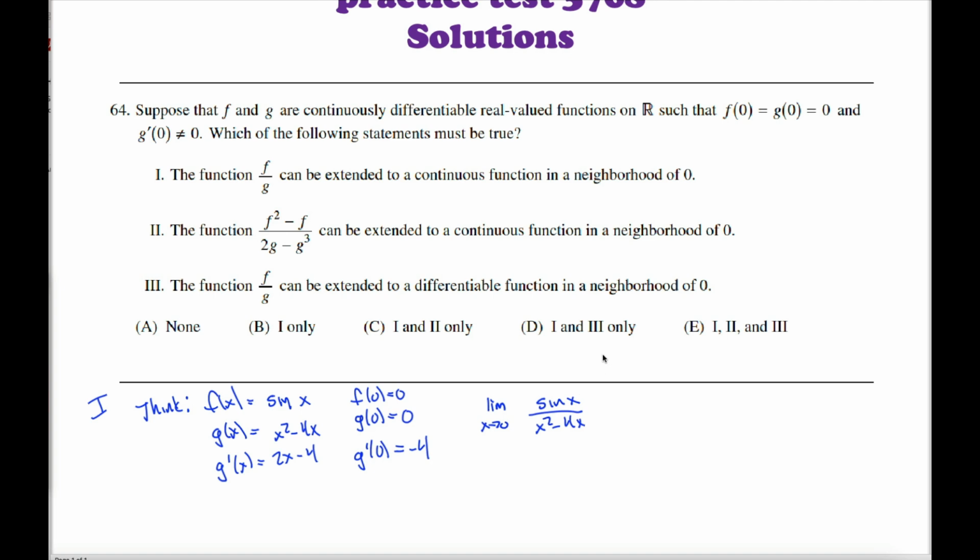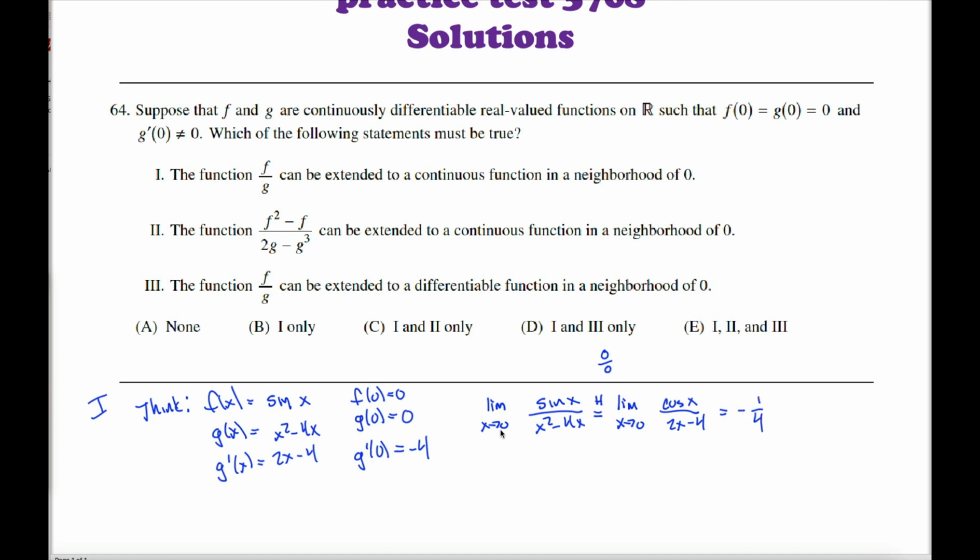You might notice that this quotient is this 0 over 0 indeterminate form, and therefore we can apply L'Hopital's rule to evaluate this limit. We get that this limit is equal to the limit as x approaches 0 of the derivative of sine of x, which is cosine of x, divided by the derivative of x squared minus 4x, which is 2x minus 4. This expression is continuous at 0, so I can evaluate this limit by just changing all of the x's into zeros. I get 1 divided by negative 4, in other words, negative 1/4.